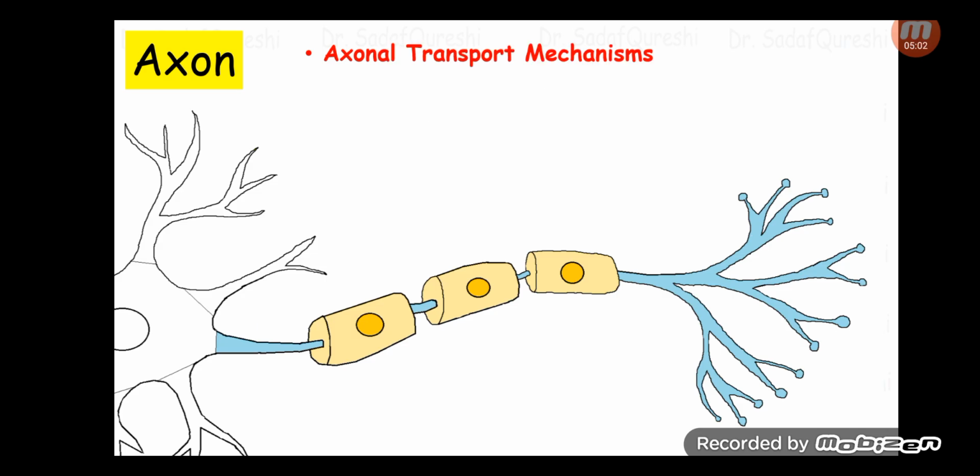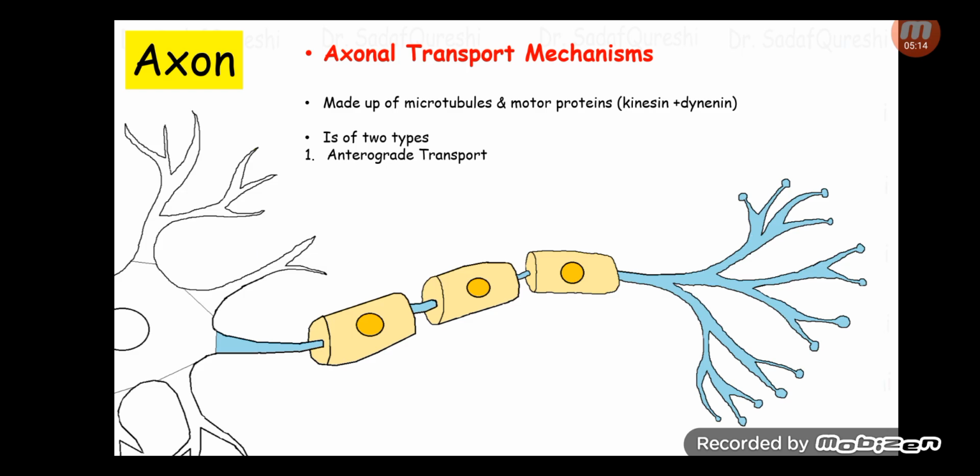Then we have another important structure of the axon, that is the axonal transport mechanism, which is made up of microtubules and motor proteins. Motor proteins may be kinesin or dynein. Axonal transport may be of two types: anterograde transport, if the transport is from the cell body towards the axonal terminals, and that is mediated by the motor protein kinesin. The other type of axonal transport is retrograde transport. If it is from the axonal terminal to the cell body, then that type of transport is retrograde transport, and it is mediated by the motor protein dynein.